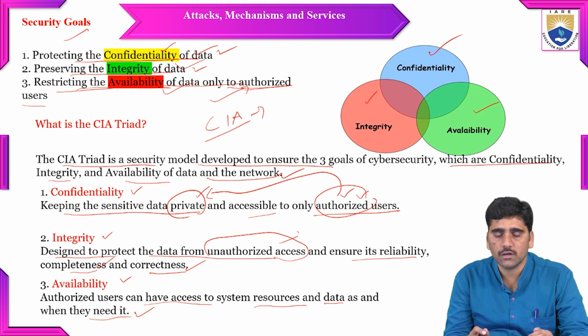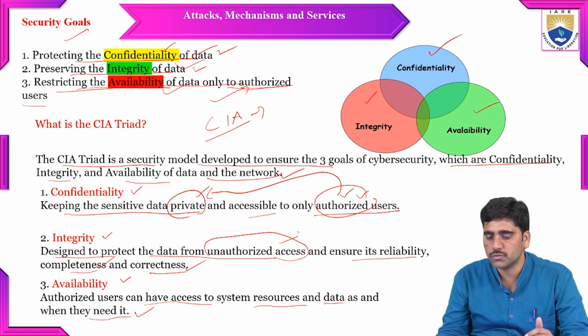And what goals are we going to achieve by implementing the security services and using security methods? There is the CIA triad, which is confidentiality, integrity, and availability. These three are the security goals. Confidentiality is keeping the data private. Integrity is keeping the data correct and not modified, not affected by insertion or deletion. And availability means only authorized users can access and use the system resources.